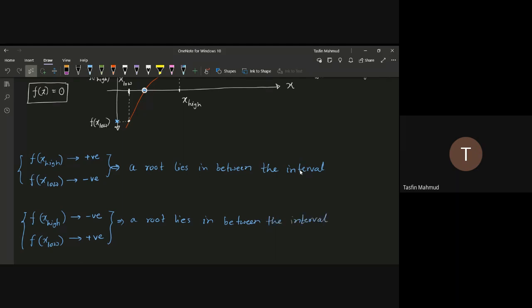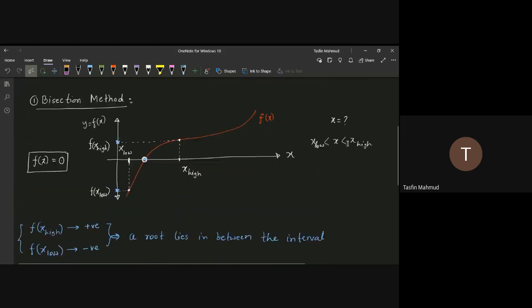But if both of the values are positive, like f of x high and f of x low both of them are positive, let's assume this scenario. Let's assume we have been given x low, or the interval in this range, this blue colored one. Let's assume this is our x low and this is our x high. So is there any root in this interval? Any root exists? No, exactly.